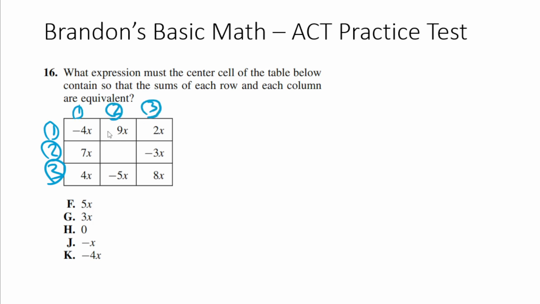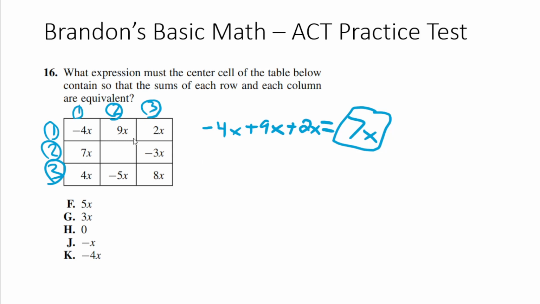So if that's the case, we can choose any row that's complete here. If we're just going through with the first row on the top here, that means negative 4x plus 9x plus 2x, which equals 7x, has to be the same for all rows and all columns. We want that to be 7x. So all we need to do is just take either the column here or the row here and just set it equal to 7x to solve for the missing one here.